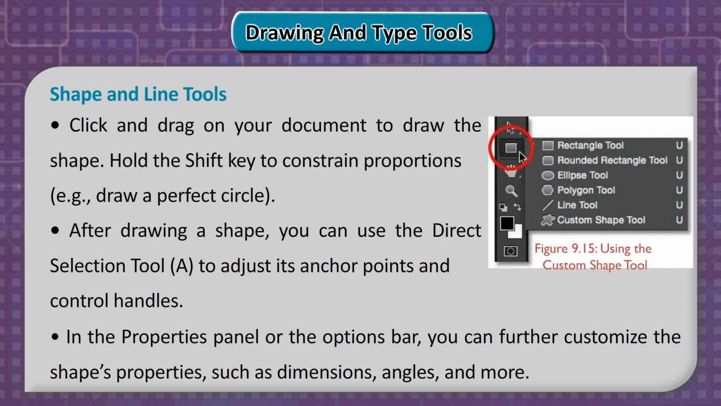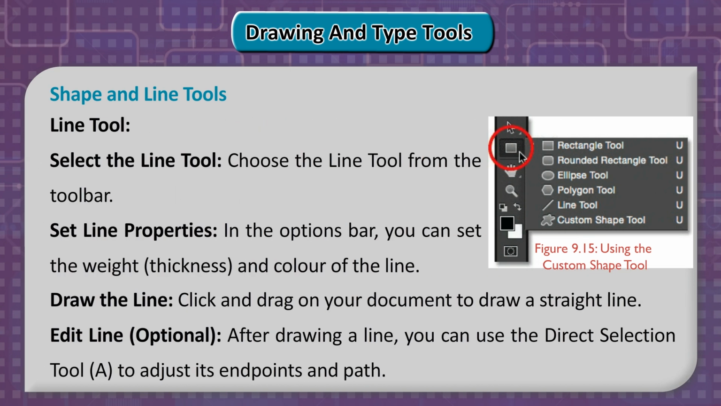After drawing a shape, you can use the Direct Selection tool, A, to adjust its anchor points and control handles. In the Properties panel or the Options bar, you can further customize the shape's properties, such as dimensions, angles, and more. Line tool. Select the Line tool.